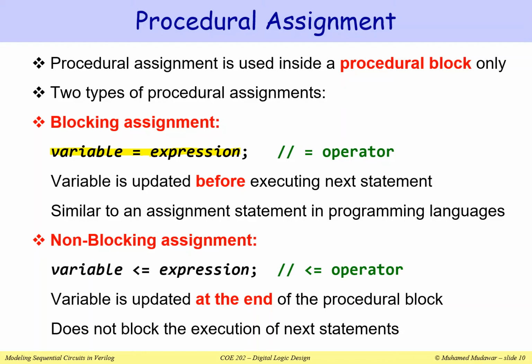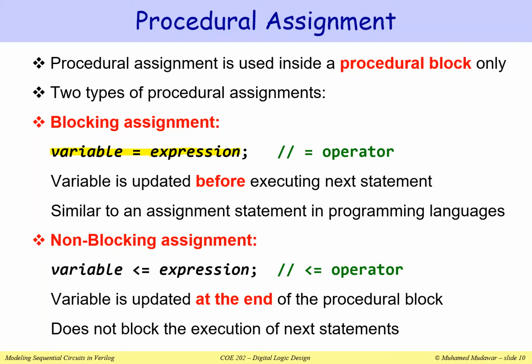So what it means is that we have to update the variable that appears on the left-hand side of this assignment operator before we move to the next statement. Basically the statements that are written inside the always block are procedural and they are executed sequentially. If the assignment operator is a blocking assignment operator, then the variable that appears to the left-hand side of this assignment operator must be updated before we move to the next statement. This is the meaning of blocking assignment. It has exactly the same meaning as the assignment statement used in a high-level programming language.